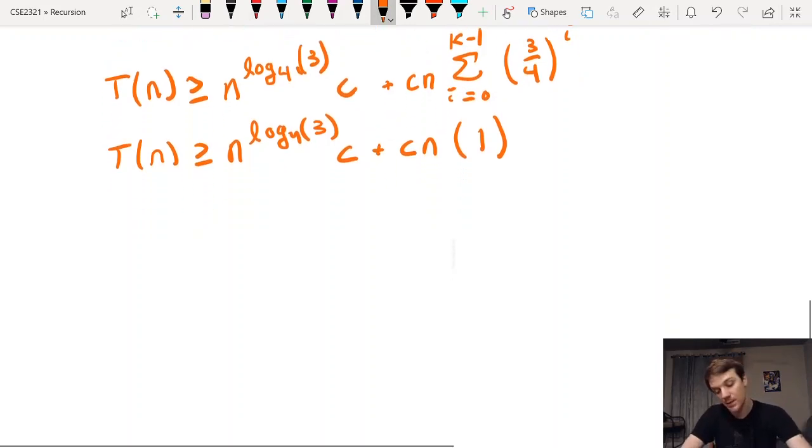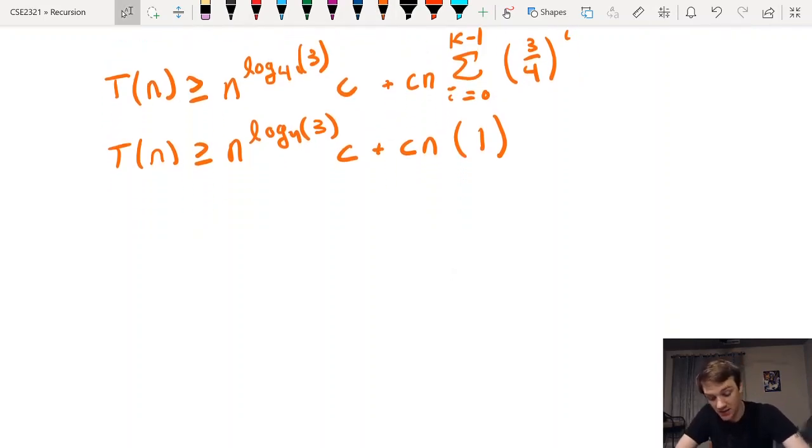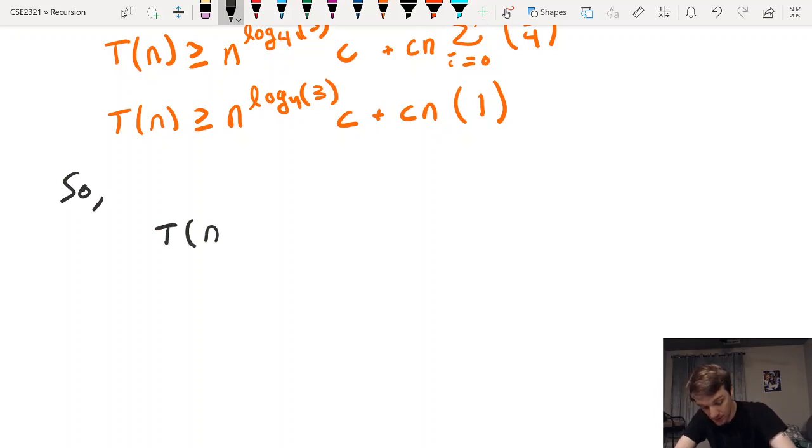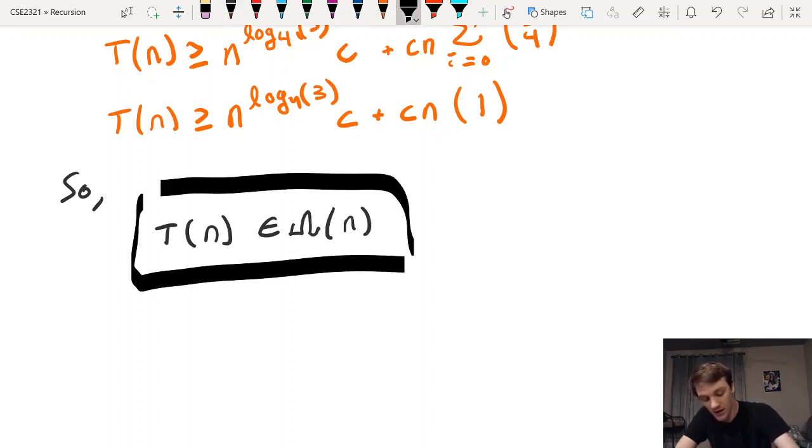smaller. Now, which term is larger? n to the log base 4 of 3 or n? It's going to be n because log base 4 of 3 is less than 1. So, t of n is in big omega of n. That seems all well and good. Now hopefully we can show it's in big O of n. Let's try and do that.